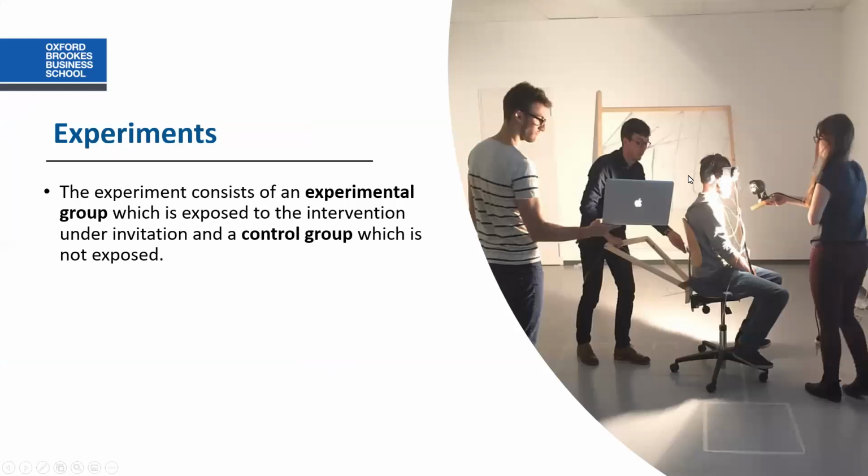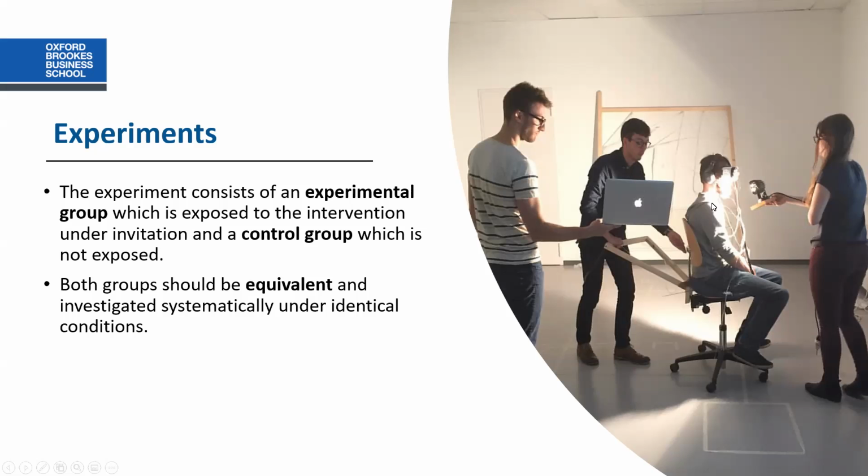So usually in experiments, you have 2 groups: the experimental group, which is exposed to the experiment, and the control group, which is not exposed to the experiment. The most important factor here is that both groups should be equivalent, with similar characteristics, and the experiment should be investigated systematically under identical or similar conditions, apart from the experimental group being exposed to the experiment. So you can minimize the variation between the 2 groups and also validate your findings.